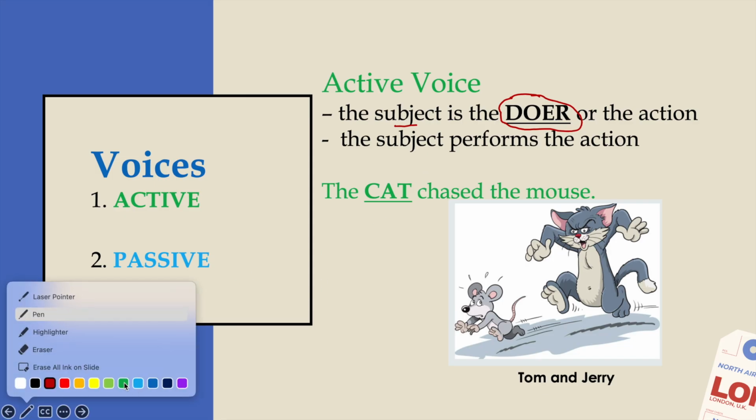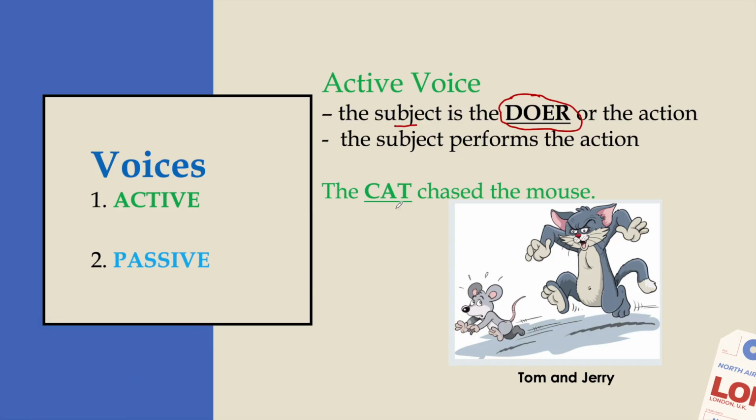So the subject is the doer of the action. Let us see over here. The subject is cat. And this subject cat, even in the picture, chased the mouse. So the subject cat is the one performing the action chased. In other words, the cat is the one doing the action verb chased.